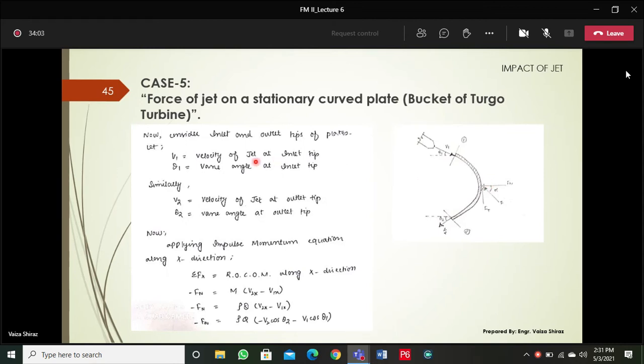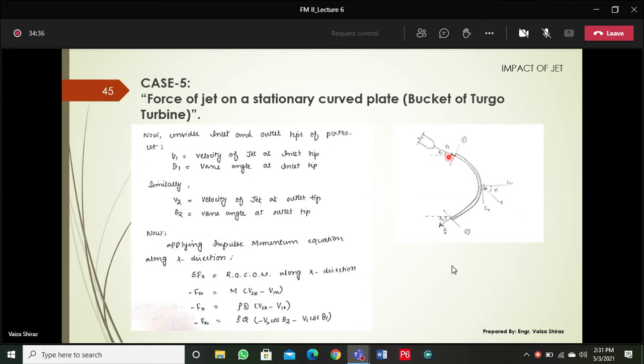Now consider the inlet and outlet tips of the plate. V1 is the velocity of the jet at the inlet tip, and θ1 is the vane angle. So please consider this term, the angle at which your jet is entering and leaving the bucket, that is termed as vane angle. And these are usually your design parameters. During the design of the machines, you will decide what should be the vane angle at the inlet and outlet tip. The vane angle is that angle at which your jet is entering or leaving the bucket.